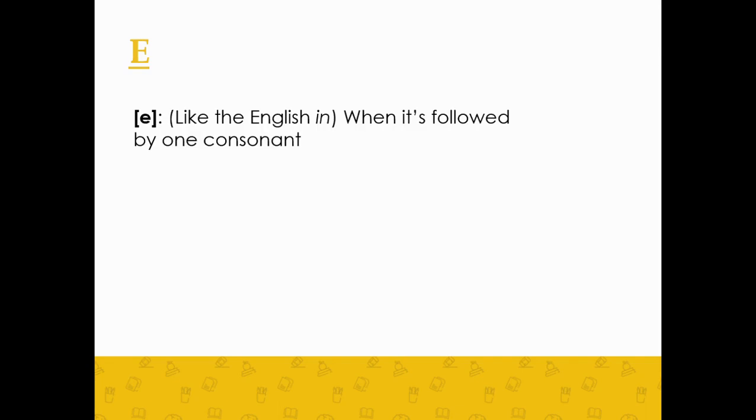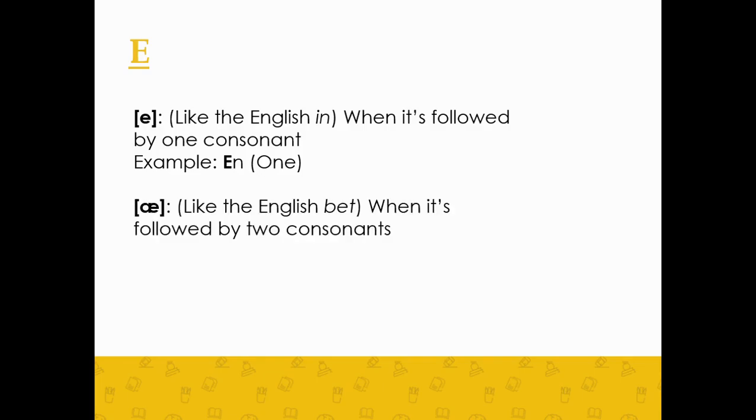Next vowel is E. Now, E also has different pronunciations. Let's start with the first one. E, like in the English "in". This sound is whenever it's followed by one consonant. Example would be een, one. Then we also have the sound E, like the English "bed". This comes when it's followed by two consonants. An example of this could be frikadelle.